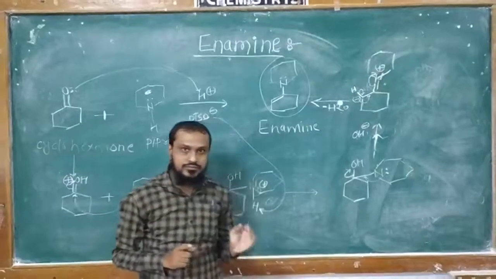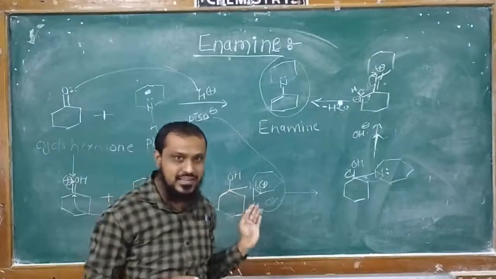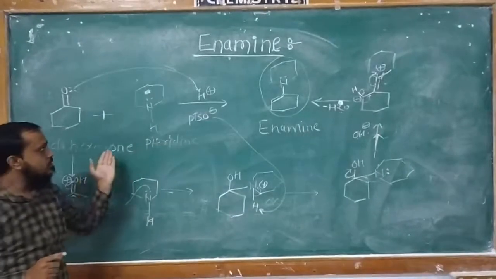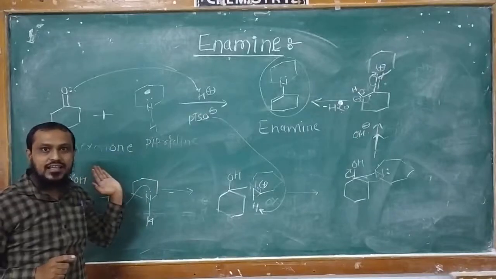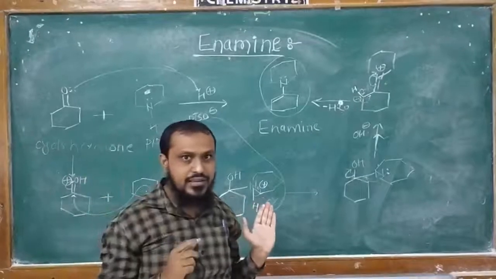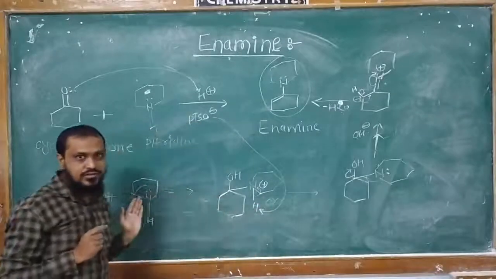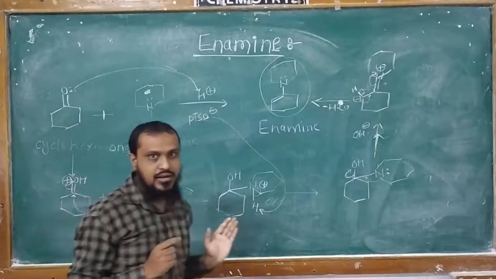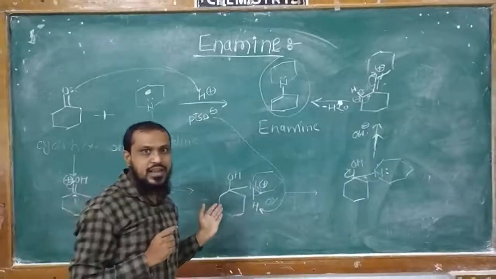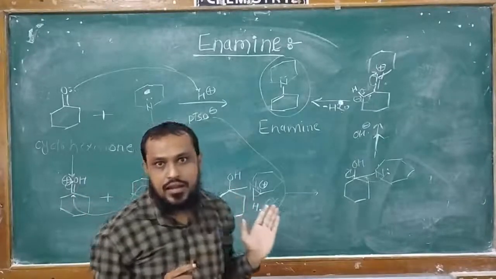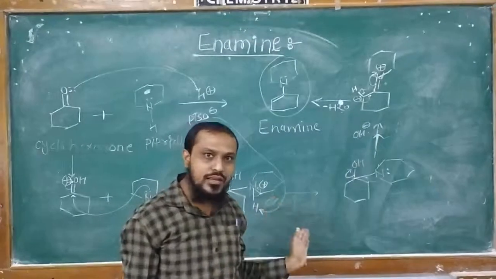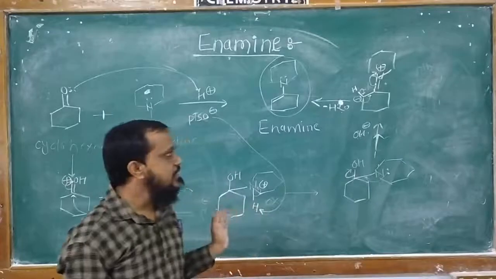So this is the cyclic ketone, and here the cyclic secondary amine. So in the preparation of enamine, we can also use a cyclic ketone as well as a cyclic amine. Okay, so this is all about the introduction, preparation and mechanism of enamine. If you have any problem regarding this topic, you can ask me personally.